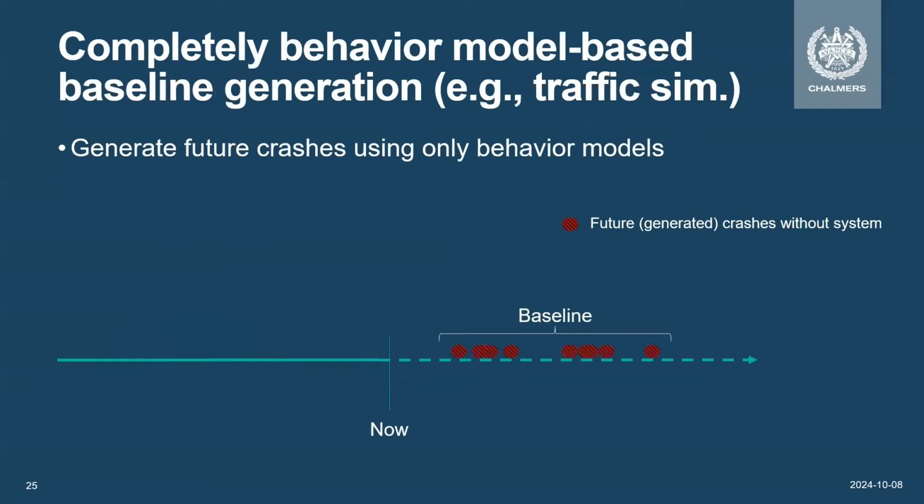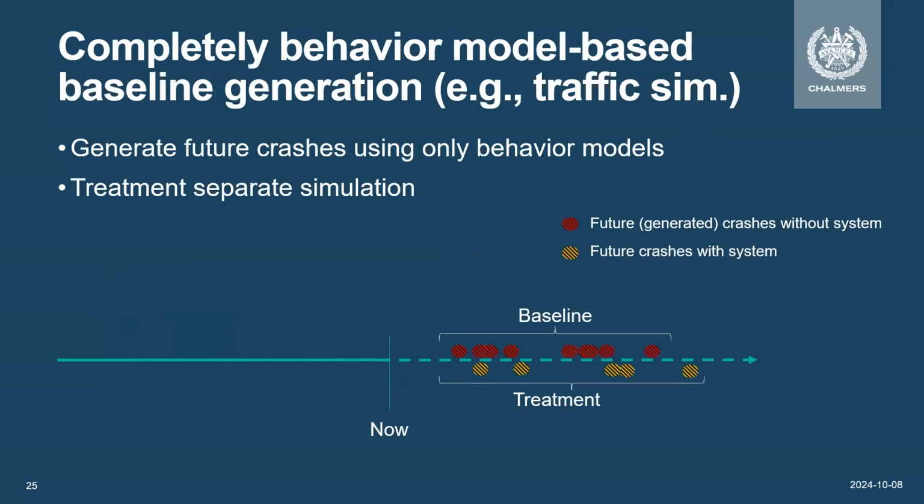If we compare this to the completely behavior model-based baseline configuration, such as traffic simulations, there you generate some sort of future crash population where you create your baseline. And then you have a separate simulation, most of the time, where you run your treatments. You could also apply them to whichever situation you generate the baseline, if you want. The difference here is that they're running as different simulations. You can compare different lengths. You can run one at one length and just divide by how long that was and compare to the treatments.